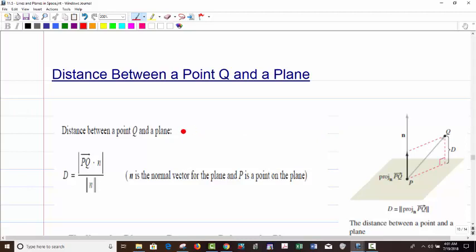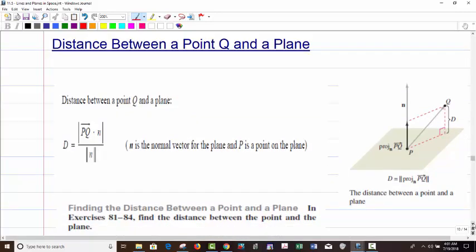So the point we're given in a problem is Q, and we're going to have to find a point P on the plane, which is easy enough to do, and I'll show you here in a minute. And n is the normal vector for the plane. Once we find that point P, we combine it with Q and form a vector PQ. This would actually work also if it was vector QP. It doesn't make that much difference which order you form the vector between the points.